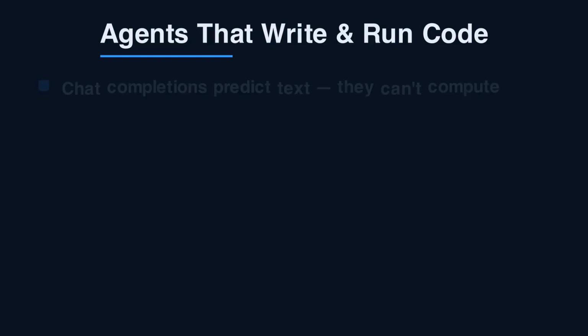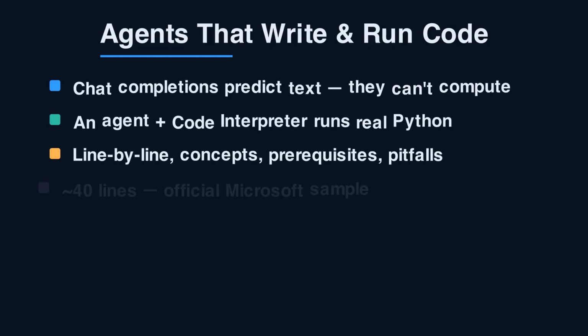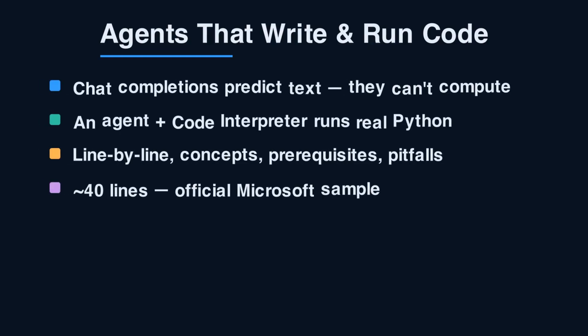A normal chat completion can describe how to analyze data, but it cannot actually do the math. It predicts text. It does not execute anything. In this video, we build something different.